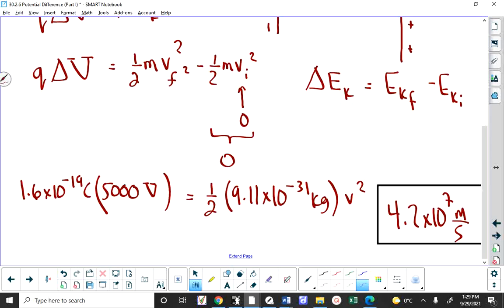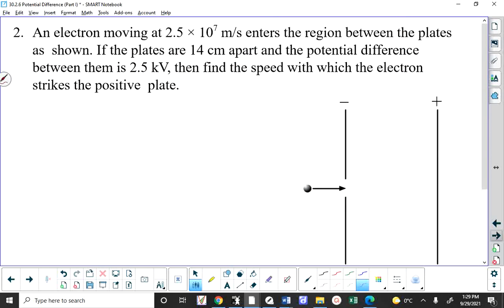All right. So number 2, an electron moving with a particular speed is going to enter a region between these two plates. So it's racing along at 2.5 times 10 to the 7 meters per second. It enters that little opening, and once it's inside of here, it's going to be repelled from the negative plate and attracted to the positive plate, so it will undergo a change in energy. It's going to accelerate. And we can solve this using the same formula. We want to find the speed that the electron's going to have over here.